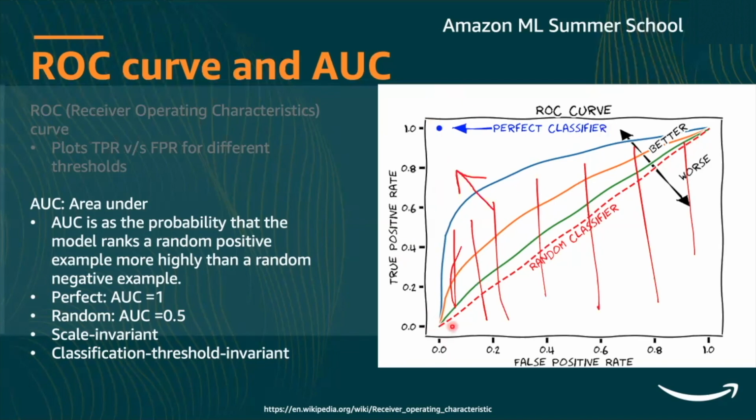The random AUC is 0.5, which is the area under this random classifier curve. You can compute the area as half into base into height. Half, base is 1, height is 1, and hence the random AUC is 0.5. The advantage of AUC is that it's scale invariant and classifier threshold invariant, because you compute the AUC across all the thresholds.